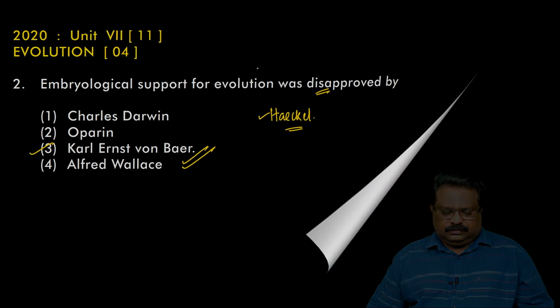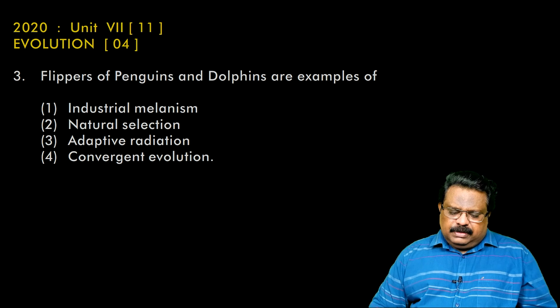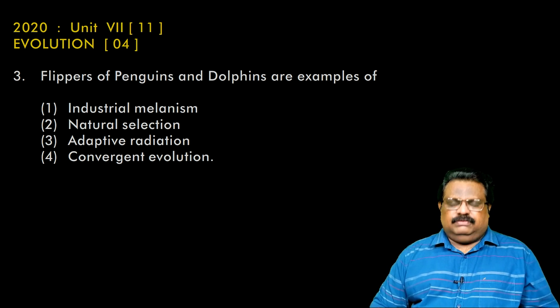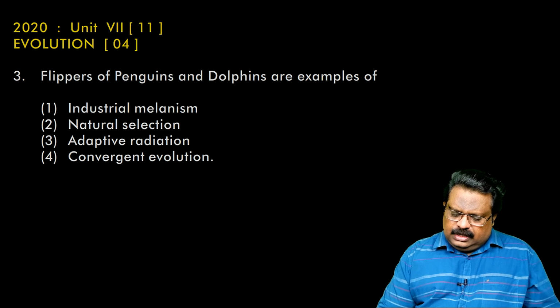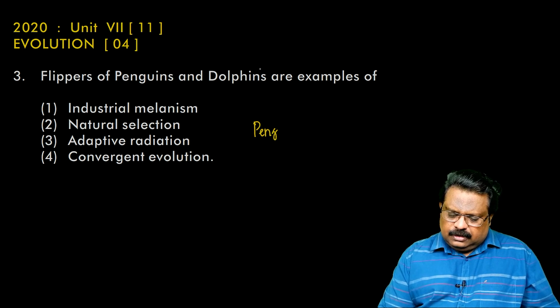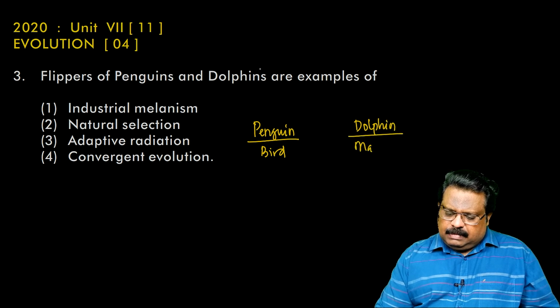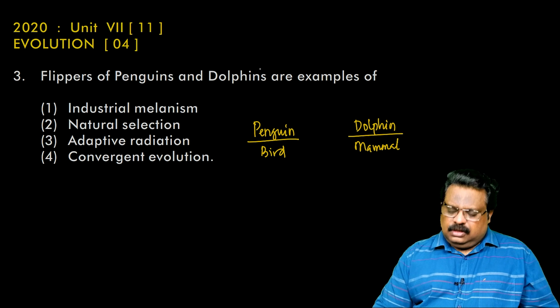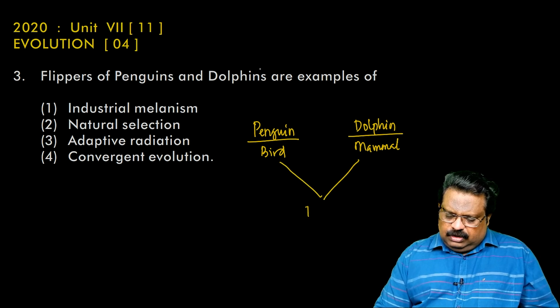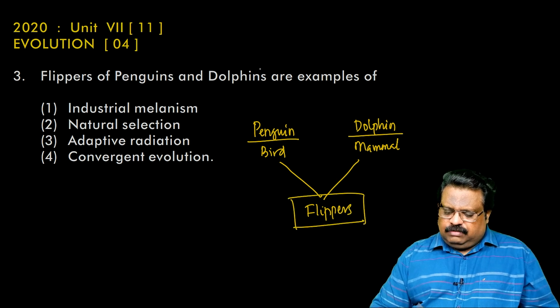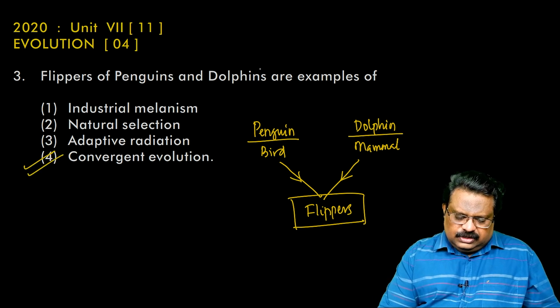Choice 3. Question number 3. The flippers of penguins and dolphins are examples of. So you see, penguin is a bird, right? Penguin is a bird. Dolphin is a mammal. So both are having what? Flippers. Both are possessing flippers. So what must be the evolution called? It is convergent evolution, isn't it?